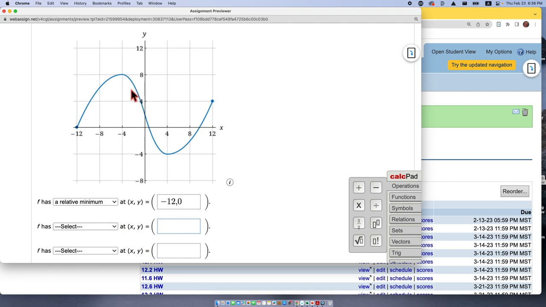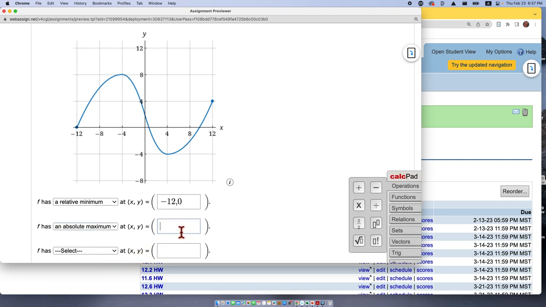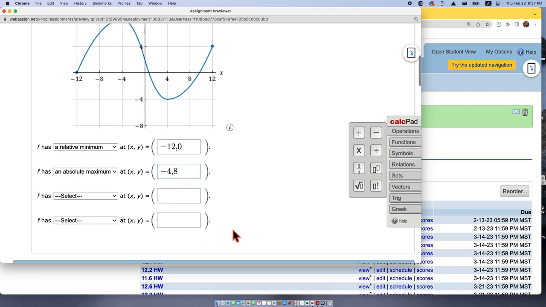We'll go to what we identified. The next one, we got an absolute maximum. Now, we could call it a relative maximum, but since we only get to choose one thing, we want to give it its most specific name, so we'd want to say that's an absolute maximum. Relative maximum is also correct, but absolute maximum's more correct. Again, we put the x value, which is -4, and the y value, which is 8. So that's the point it occurs at.